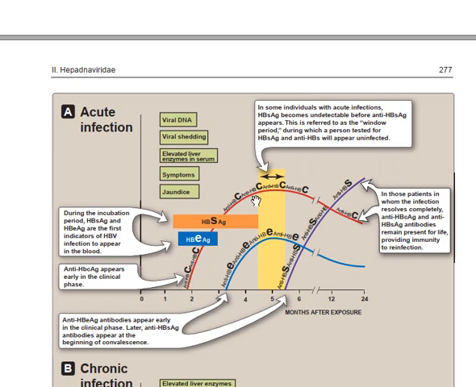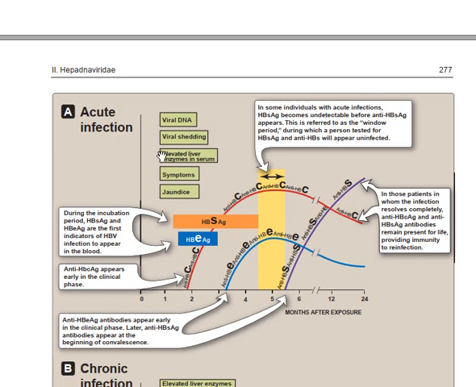Now, this is the case. So we start. We need to know, at first, generally, that acute hepatitis is less than 6 months. When you say acute hepatitis, you consider it as less than 6 months, and when you say chronic hepatitis, you consider it as greater than 6 months.